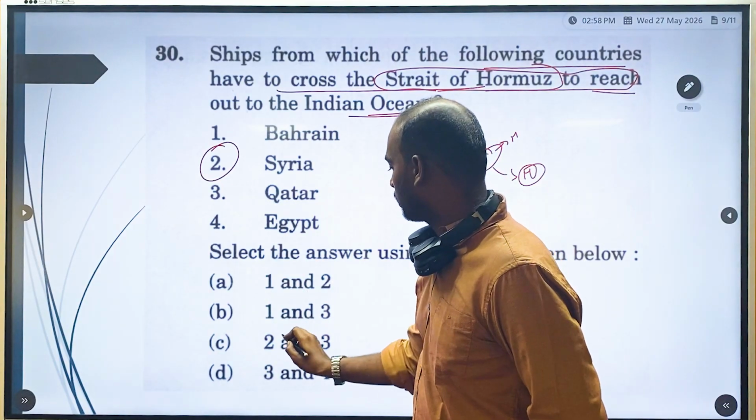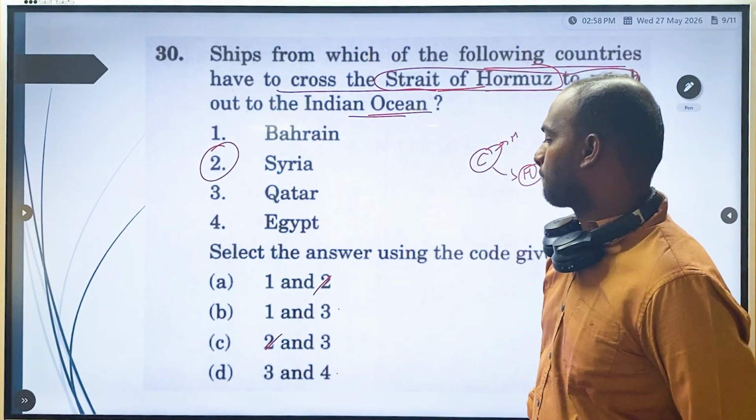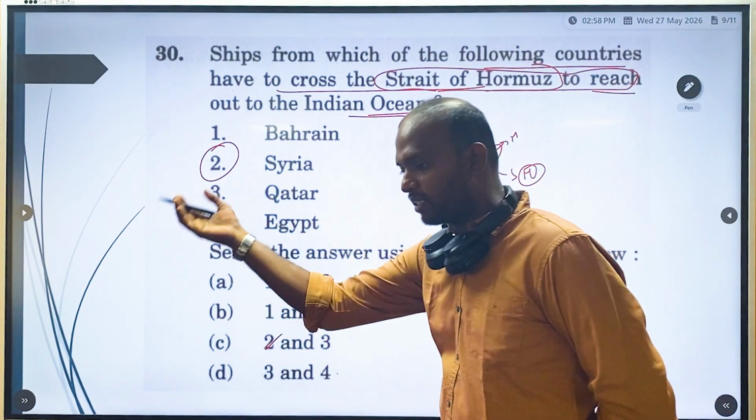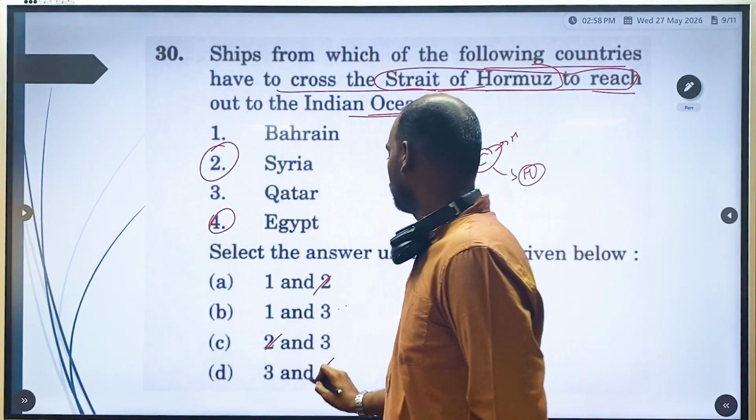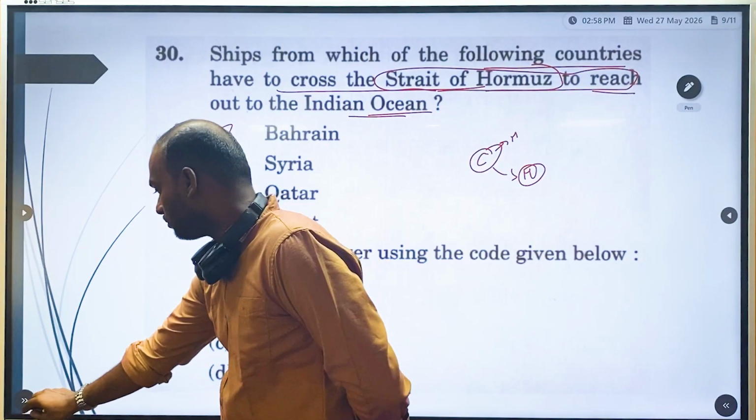So once 2 is wrong, 1 and 3, 3 and 4. See, Egypt is generally not located at the Strait of Hormuz. So 1 and 3, that is Bahrain and Qatar.